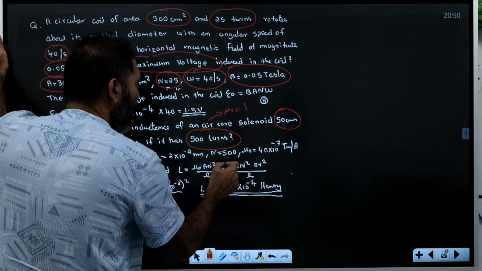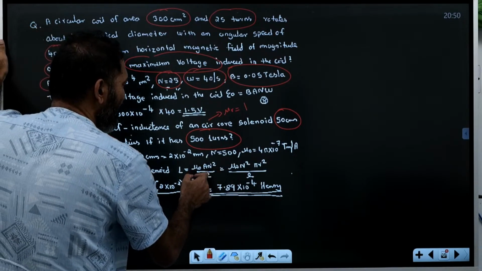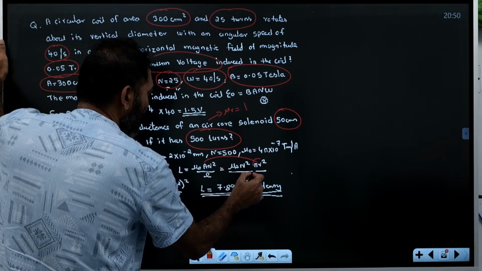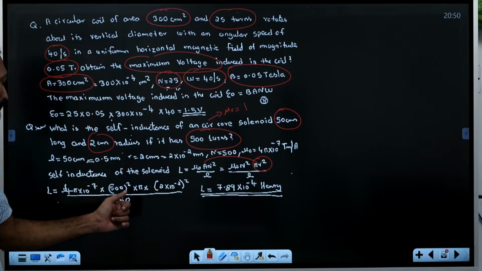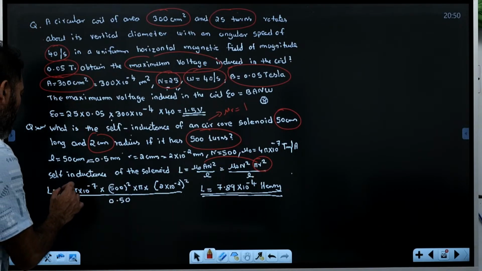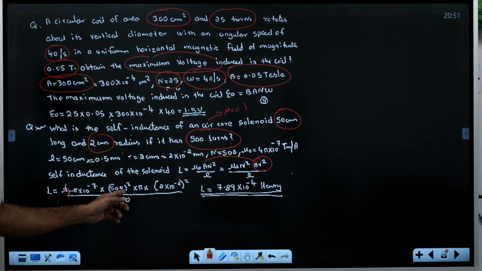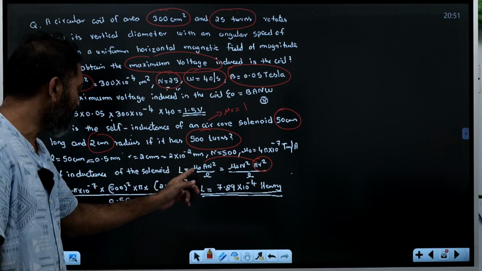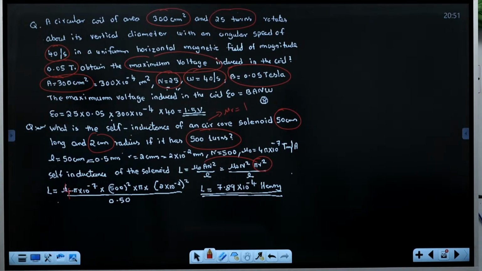Total number of turns 500. Mu 0 value we know. Self-inductance is mu 0 n square A by L. Here, instead of area, we are taking what? Pi r square. So, just substituting mu 0 as 4 pi into 10 raised to minus 7, n is 500 square, pi into radius 2 into 10 raised to minus 2 the whole square, divided by length 0.50. If you solve that, you will get the answer. Any doubt?